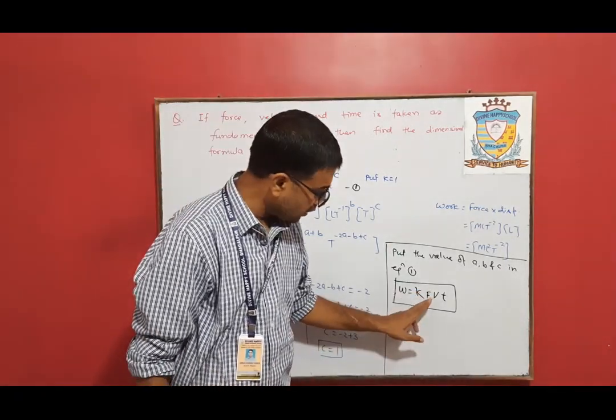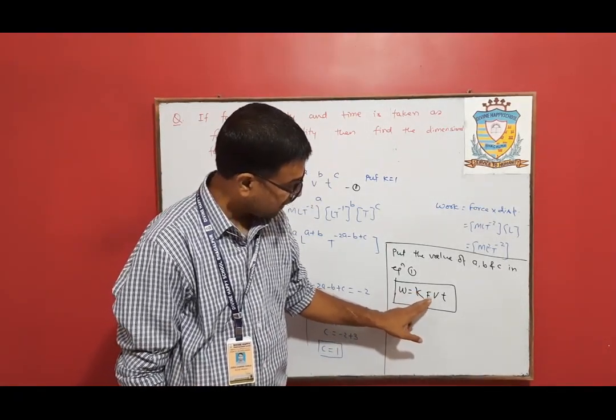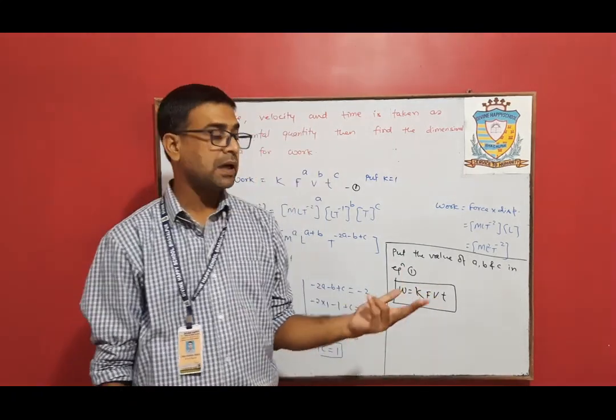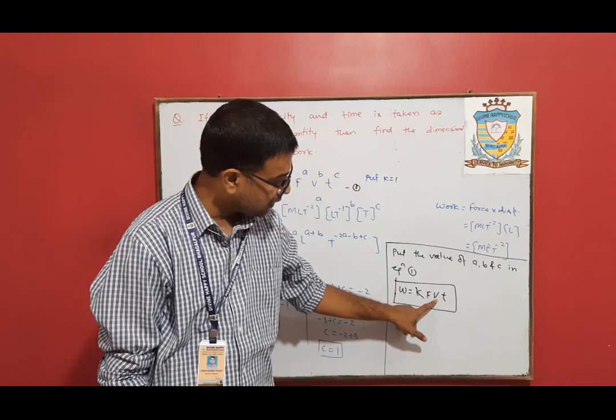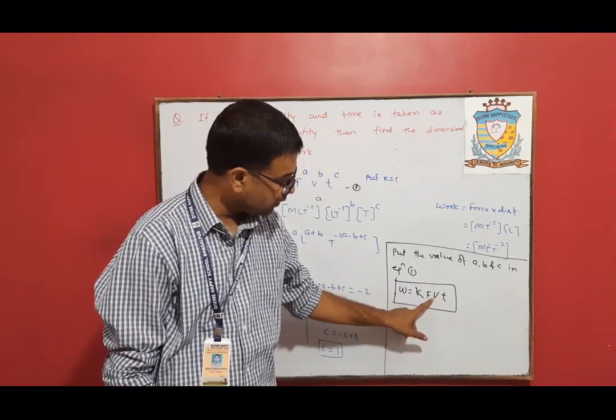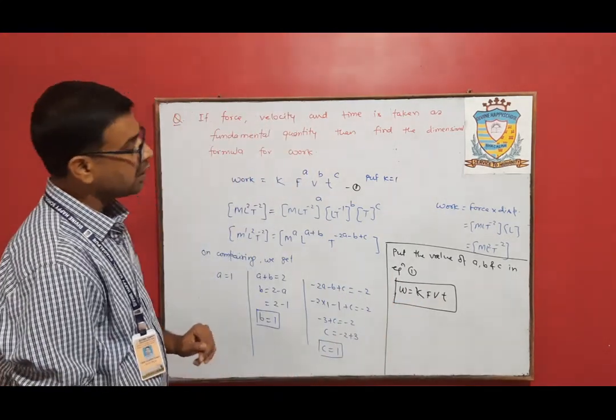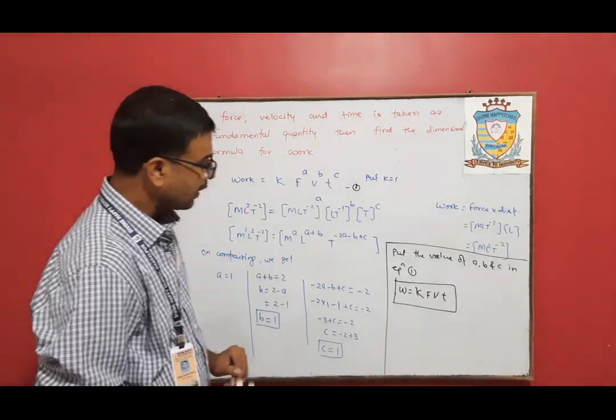From here we can check force can be written as MLT minus 2, clear? And for this LT minus 1, so T T cancel, so M. So ML2 T minus 2, clear?